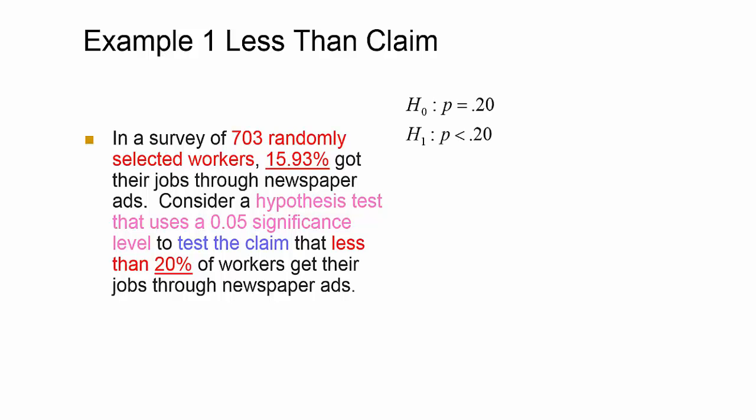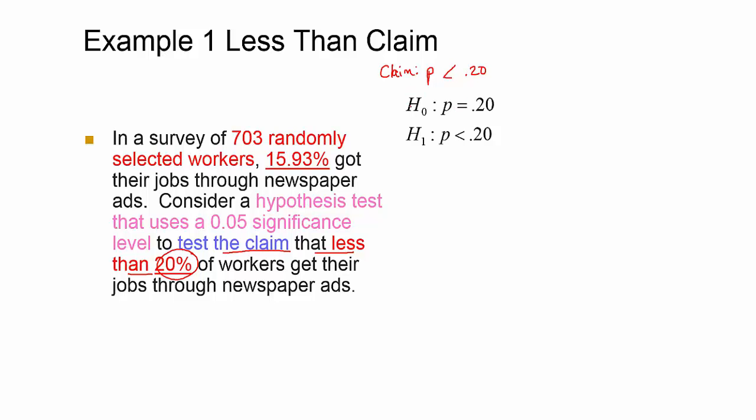So the first thing I want to do is set up my claim in symbolic form and my two hypotheses. Before we even do the hypotheses, we need to start with the claim. If we look at the claim statement, we're testing the claim about a percent. When it's involving a percent, we use a p. And the claim states that it is less than 20%. So that would be p, population proportion p, less than the decimal equivalent of 20%, which is 0.20.